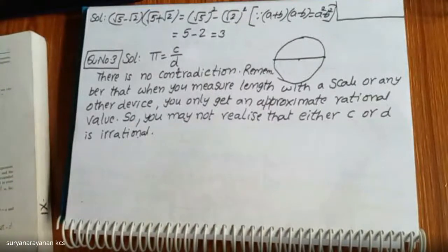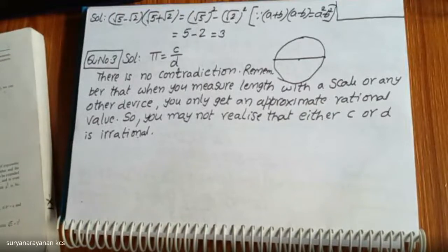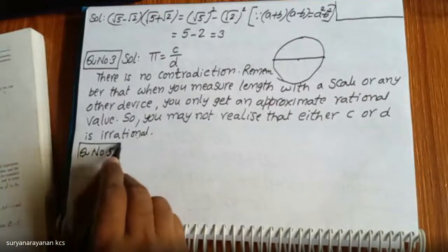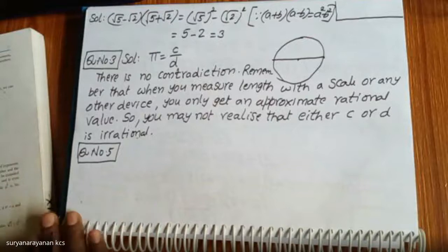Now come to question number 4. Represent root 9.3 on the number line. To represent this number on the number line, construction is needed. So when we discuss geometry constructions, at that time we discuss this question. Okay, my children, we discuss question number 4 at the time of the geometry chapter. Now come to question number 5.